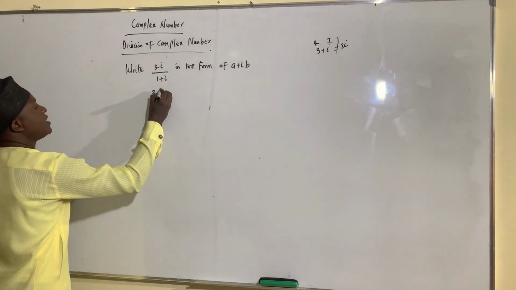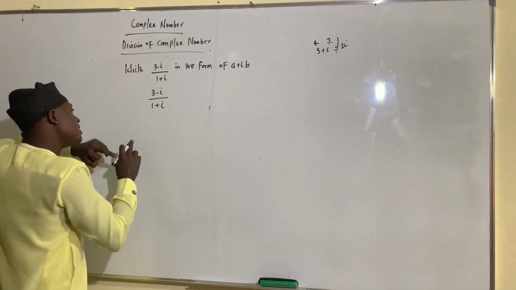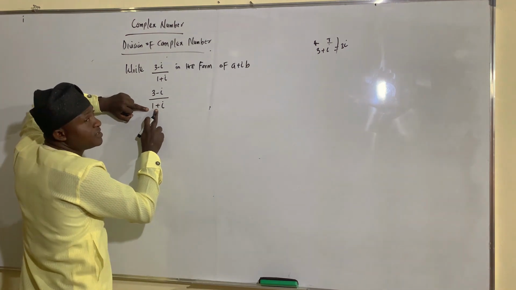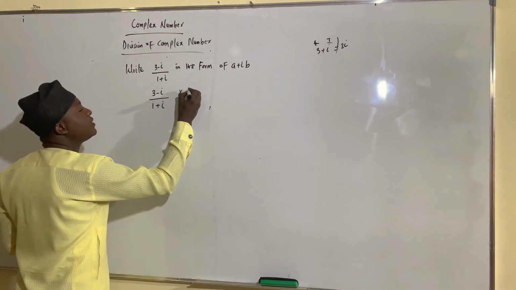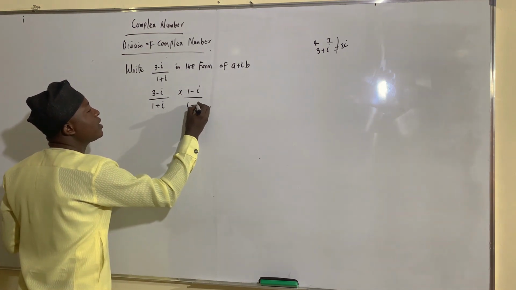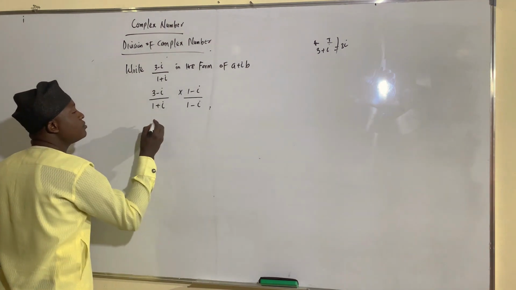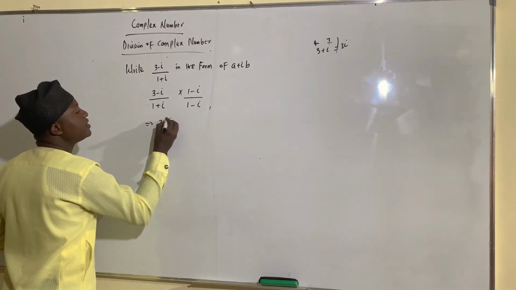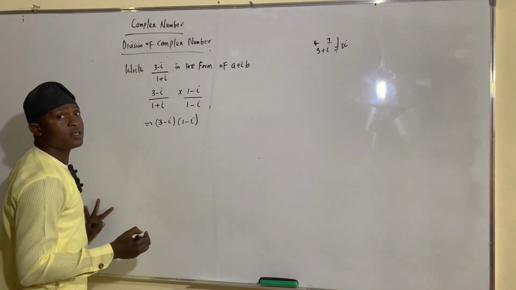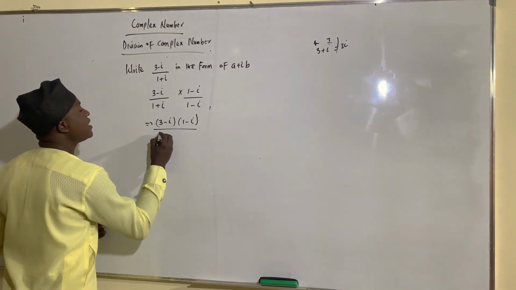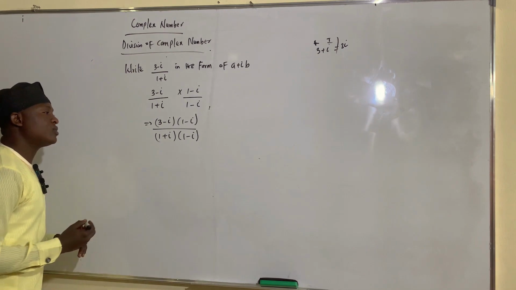So what I have is 3 minus i over 1 plus i. I will use the same logic, taking the conjugate of the denominator. That's going to be 1 minus i. So I multiply by (1 minus i) over (1 minus i). To make it easier, I can introduce brackets: (3 minus i) for the first one, then (1 minus i) for the second one, isn't it? Then the denominator is (1 plus i) and (1 minus i).